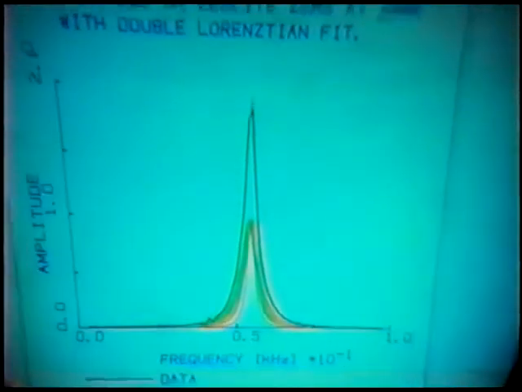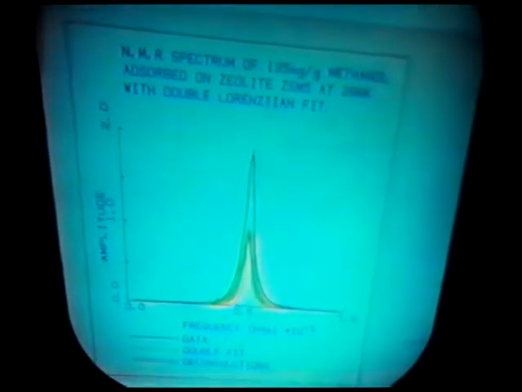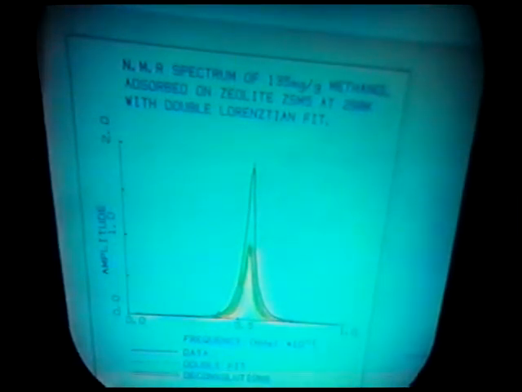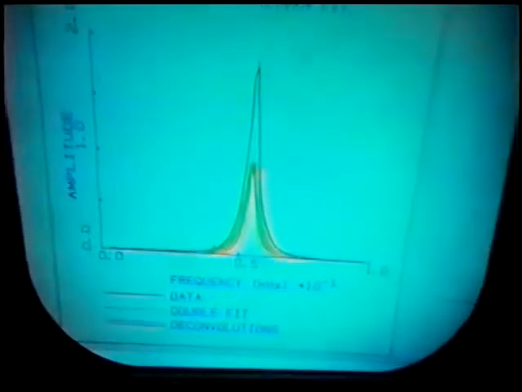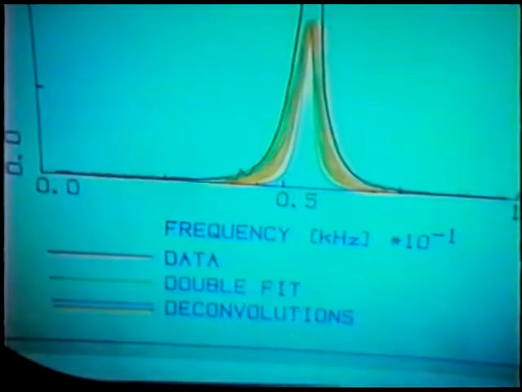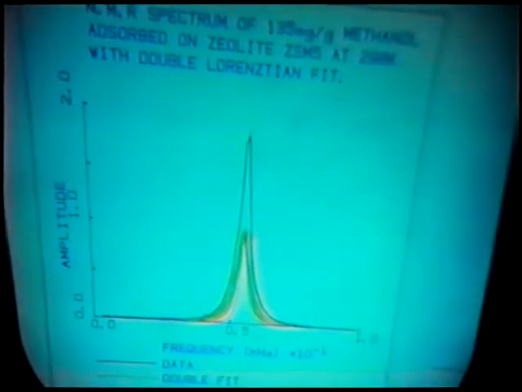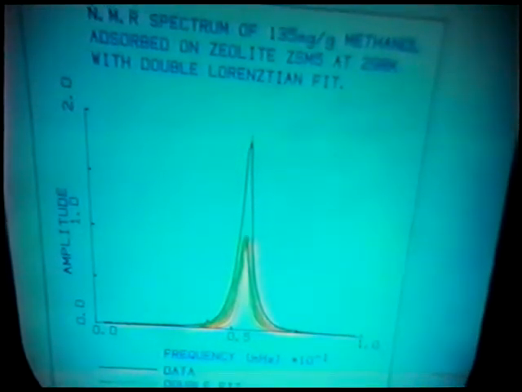a relatively simple picture. I'm afraid this slide isn't very good because the chart recorder went bananas when I was drawing it out. This is the line width, and it's a fairly broad line. It's of the order of a kilohertz wide, and it can't be fitted to a single line. Now, most adsorbed molecules have a Lorentzian line shape, and this is to do with, one, the mobility and, two, the dimensionality in which we find them. So fitting this to a single Lorentzian peak didn't work.